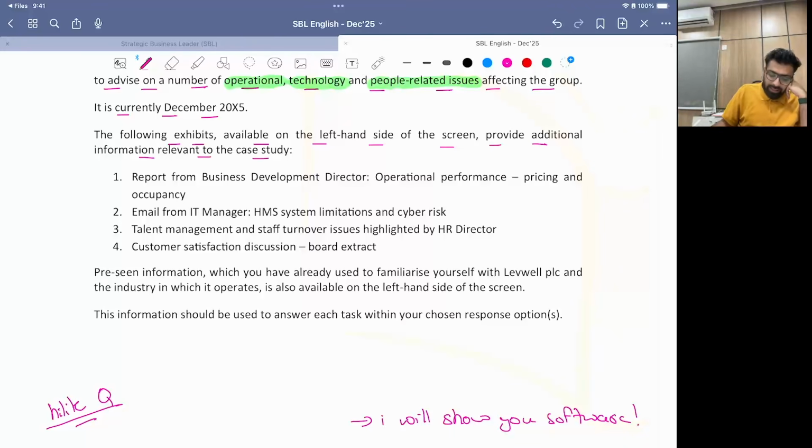Information relevant to the case study: report from business development director, operational performance, pricing and occupancy. I told you KPIs and performance measurement is an integral part of this, right? Performance measurement, KPIs, these are the integral part, huh? And then email from IT manager, HMS, limitation of cyber risk, always a favorite of the examiner, right?